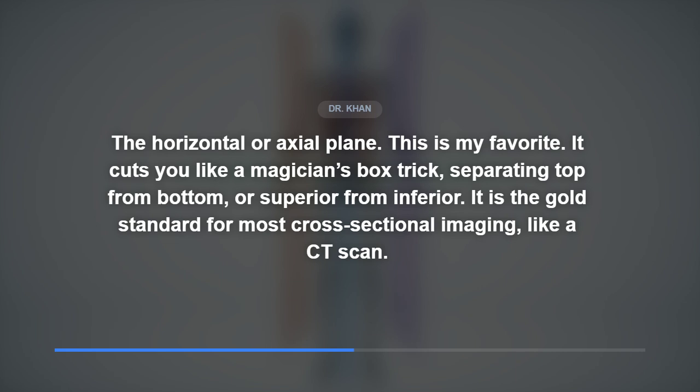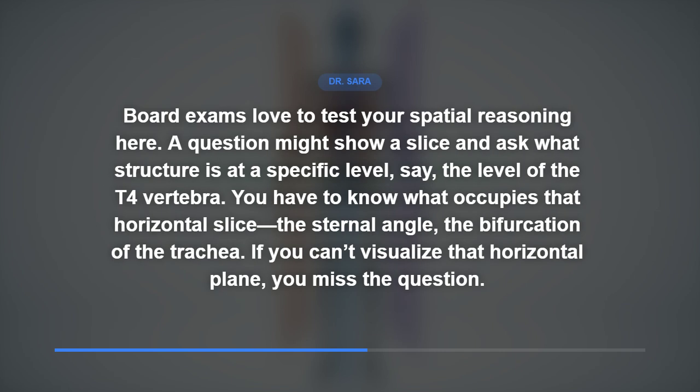The horizontal or axial plane. This is my favorite. It cuts you like a magician's box trick, separating top from bottom or superior from inferior. It is the gold standard for most cross-sectional imaging, like a CT scan. Board exams love to test your spatial reasoning here.